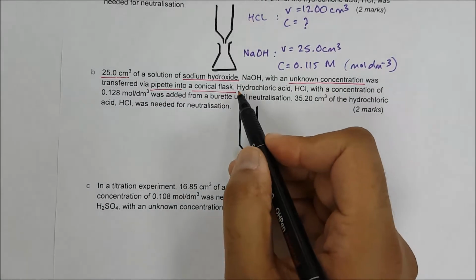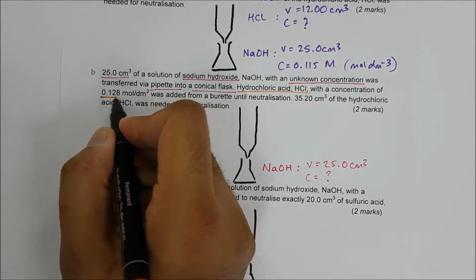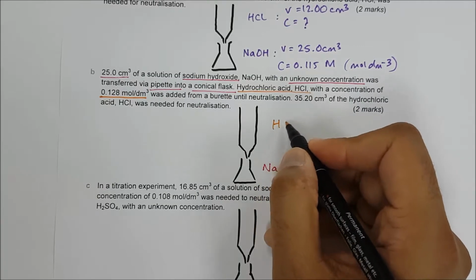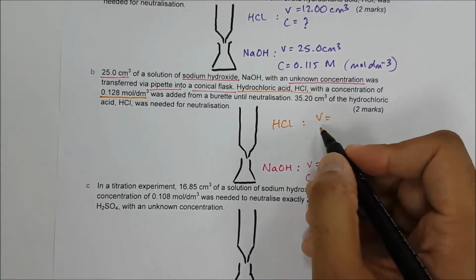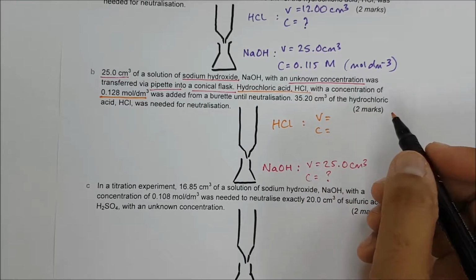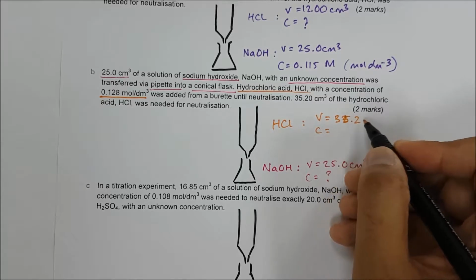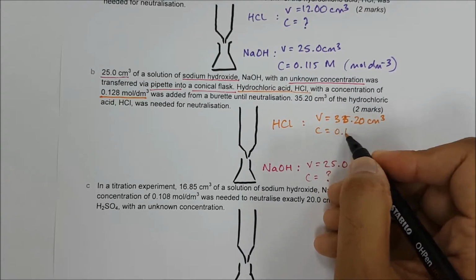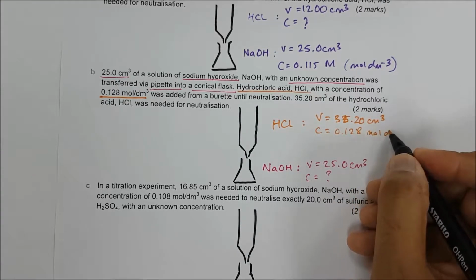Hydrochloric acid with a concentration of 0.128 mole per dm cubed was added from a burette. So just as before, we have HCl being added from the burette. And we are adding 0.20 centimeters cubed. And the concentration of the acid this time is 0.128 moles per dm cubed.